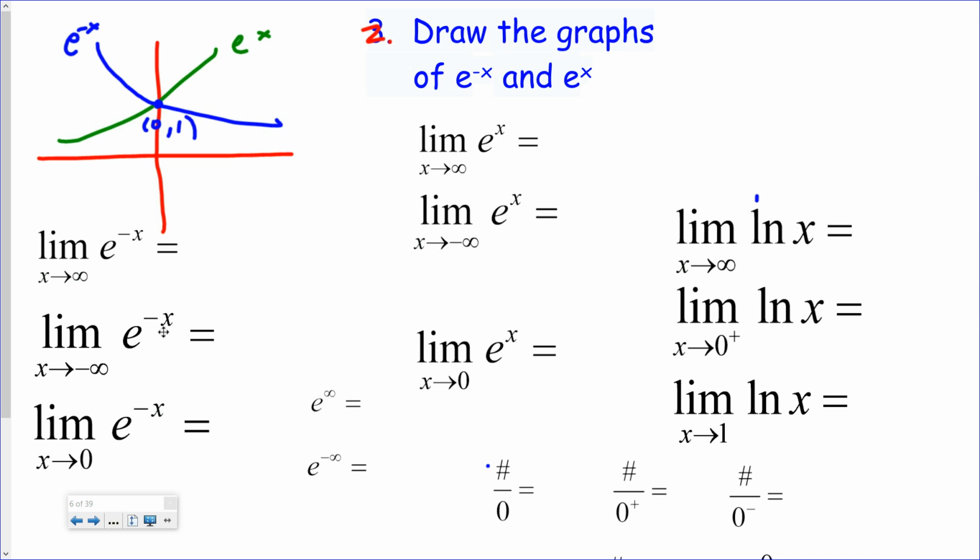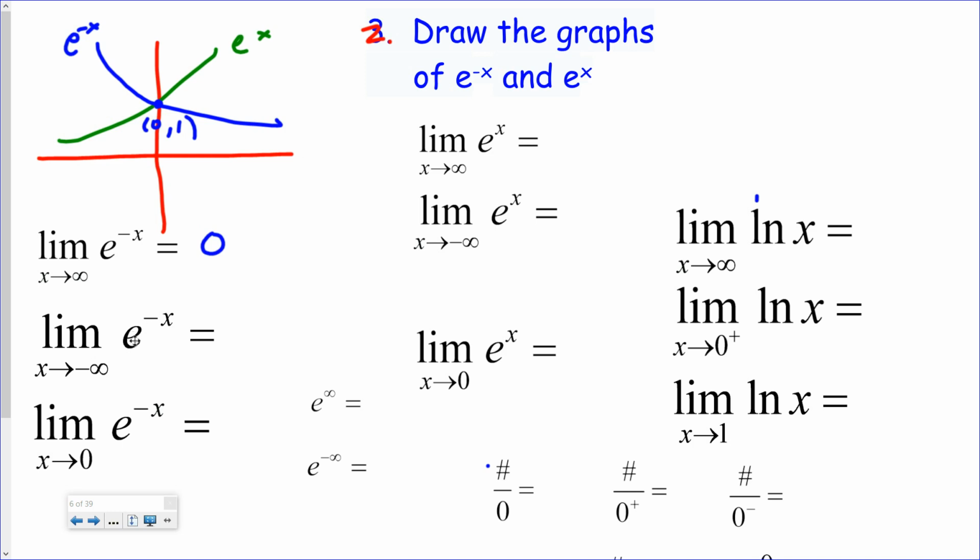All right, so I'm going to ask you to answer some questions about this graph. What's the limit of e to the negative x? So now I'm looking at e to the negative x. So guys, that's the blue graph, okay? What's the limit of this blue graph as x approaches infinity? So as x gets bigger and bigger, what does this blue graph approach? 0. Okay.